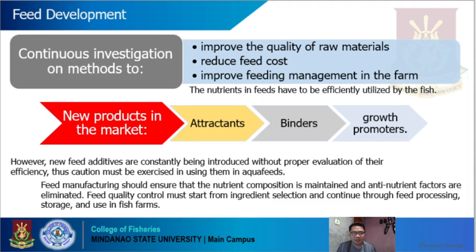Now, feed manufacturing should ensure the nutrient composition is maintained and anti-nutrient factors are eliminated, no? For example, yung Tate, they made sure that all of the approximate nutrient composition of their feeds are reflected in the sack or in the product itself. Feed quality control must start from the ingredient selection and continue through processing, storage, and use in the farms, no? Hindi nagsta-stop yung pag-control ng feed quality from selection of the ingredients lang. It has to be also maintained through the feed processing. It has to be hygienic yung practices natin, and then also yung storage natin, it has to be lower humidity, and up to the use in the farms, no? Yung distribution of feeds natin, yung feeding practices natin, it has to be environmentally friendly, right? So this is basically on the feed development.